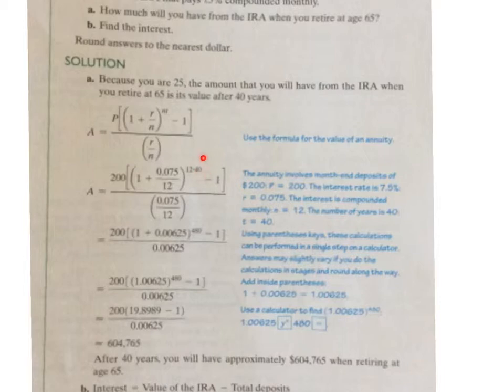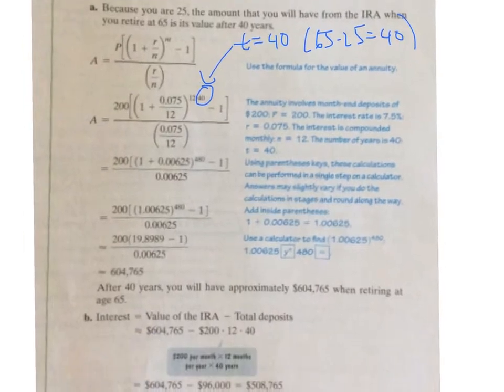Now the time: you're 25 years old and your plan is to retire at 65. That is a 40-year difference. That's why your t is 40, because 65 minus 25 is 40. So that's where they're getting the 40 from. And everything else, again, is just plug and chug.